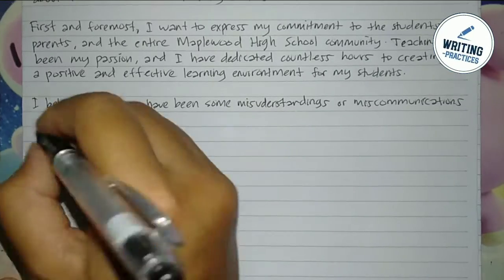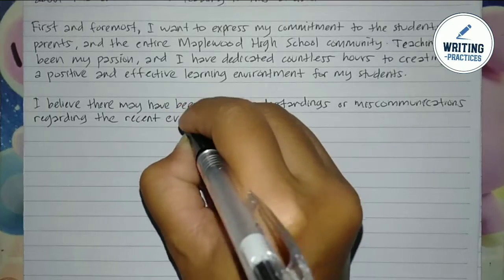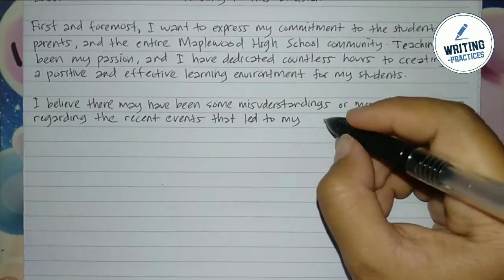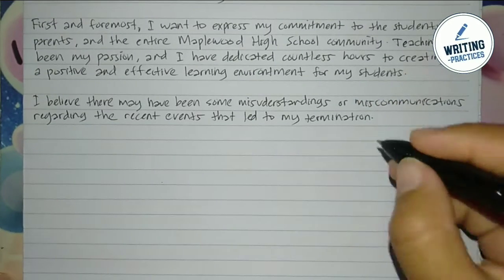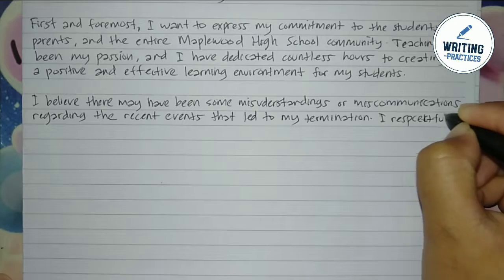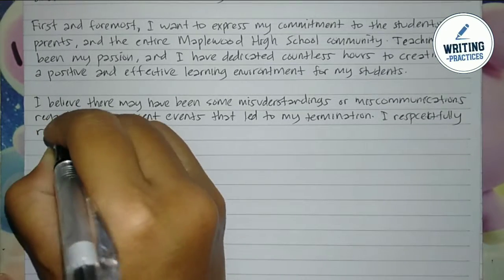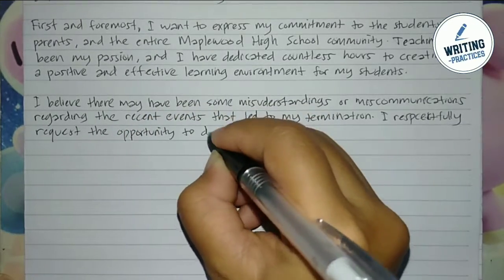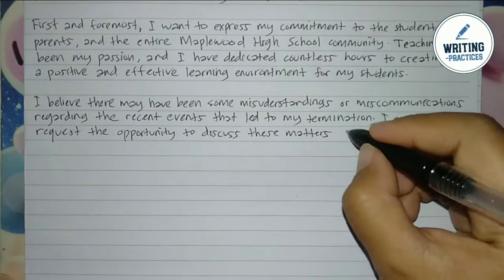And here is the example. I believe there may have been some misunderstandings, or miscommunication, regarding the recent events that led to my termination. After stating that, you can continue to request an opportunity to discuss these matters further. You may write something like, "I respectfully request the opportunity to discuss these matters further, and provide my perspective." In short, you are requesting a chance to defend yourself from getting terminated because you think this decision is not fair.